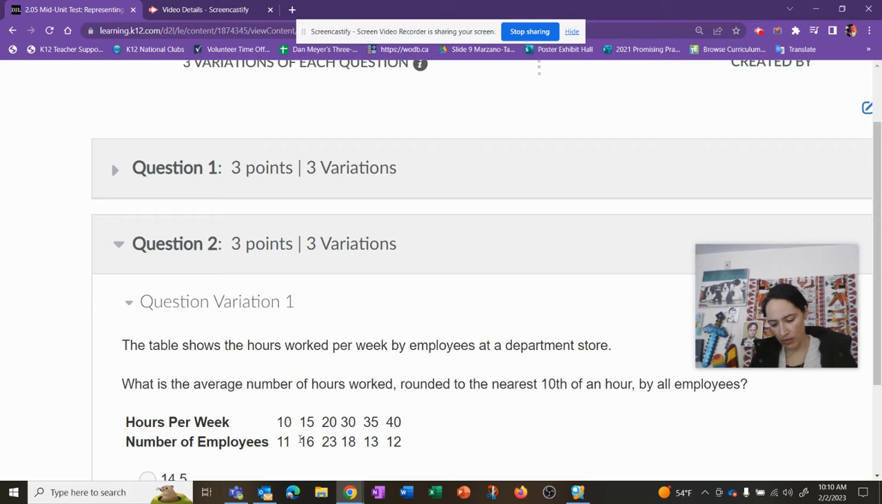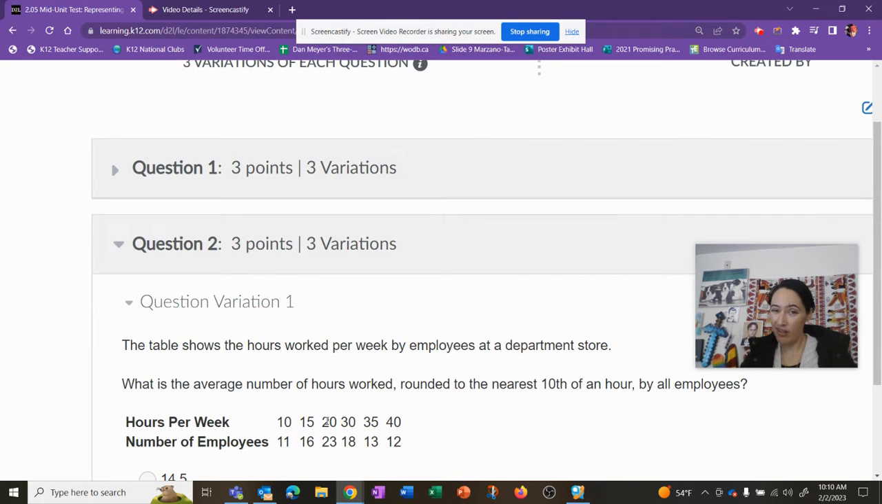2285 divided by 93. Remember, check your math. 24.56989247. That's about what I get. That's the average hours worked by all the employees that week. That number makes sense to me.